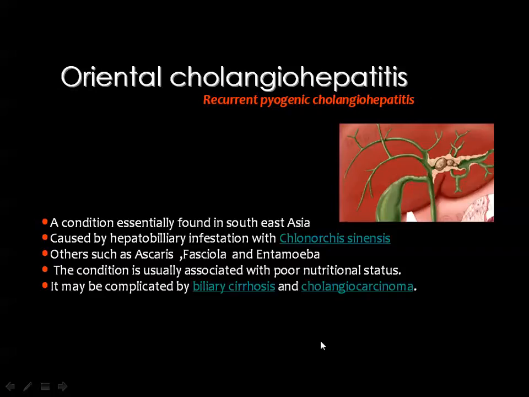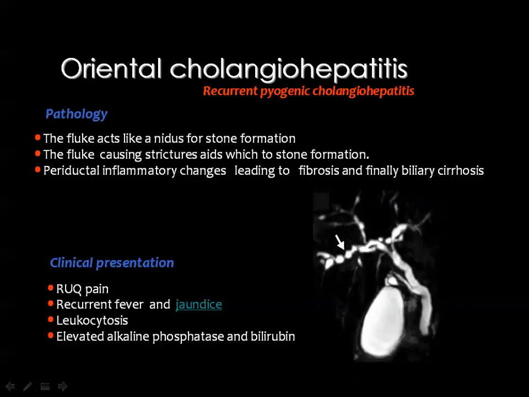infestation, the hepatobiliary parasite, and this parasite will initiate inflammatory reaction, and this reaction will cause some strictures and will lead also to the formation of calculi inside the biliary system. Then the pathology is the fluke acts like a nidus for stone formation. The fluke causes a stricture, which aids the stone formation as well.